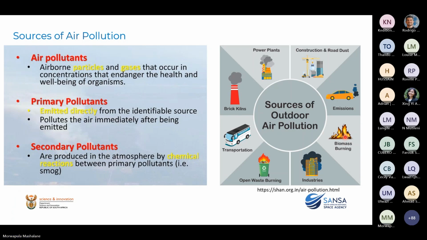Air pollution is basically airborne particles and gases that occur in concentrations that can endanger the health and well-being of organisms. We've got two types of pollutants. The primary pollutants are emitted directly from an identifiable source. For example, a power plant will emit sulfur dioxide into the atmosphere, so that will be a direct primary pollutant. Secondary pollutants are primary pollutants interacting chemically to form new species of pollutants. One example of that is smog.